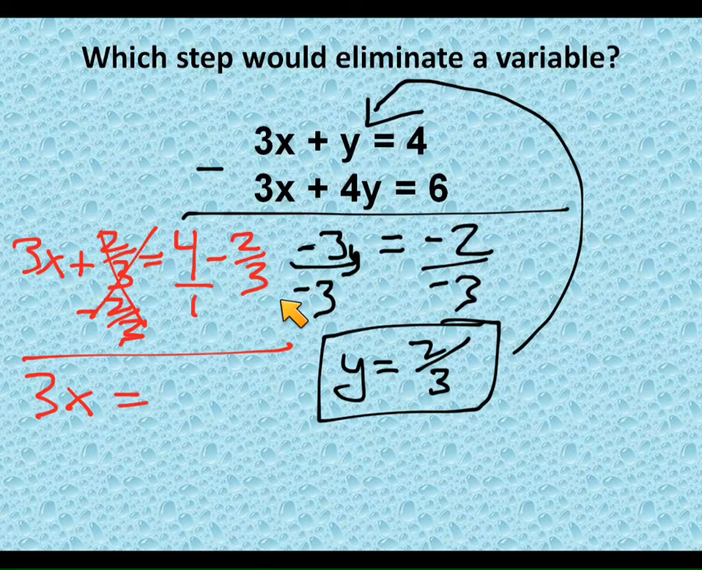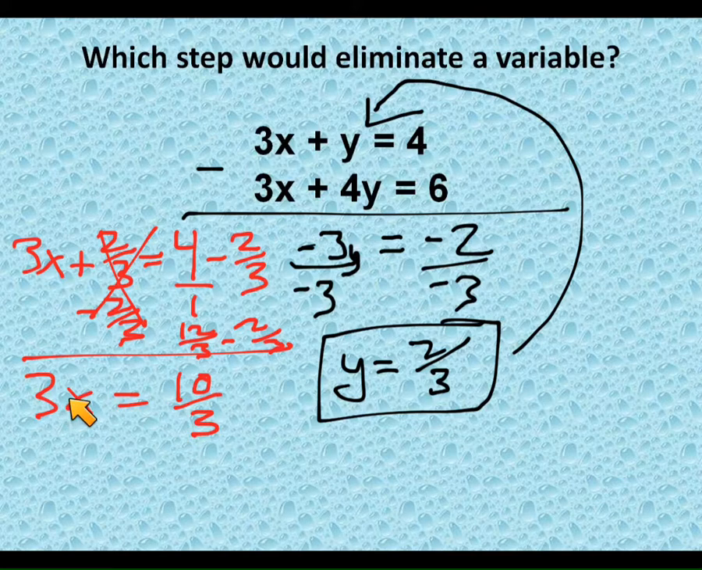Common denominator between 1 and 3, both of those numbers go into 3, so I don't have to change this one. I just have to change this one. I need that to become a 3, so I have to multiply by 3. That means I have to multiply the numerator by 3. So that's going to be 12 over 3 minus 2 over 3. I wrote that wrong, I'm sorry. 12 minus 2, 10. The denominator stays the same. So now I have 10/3.